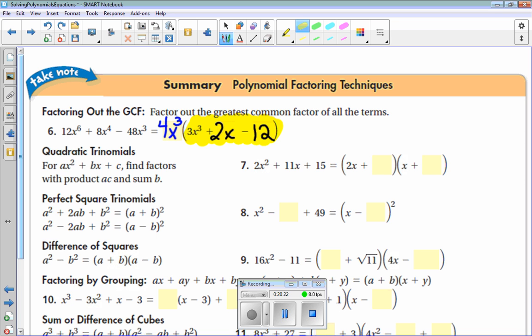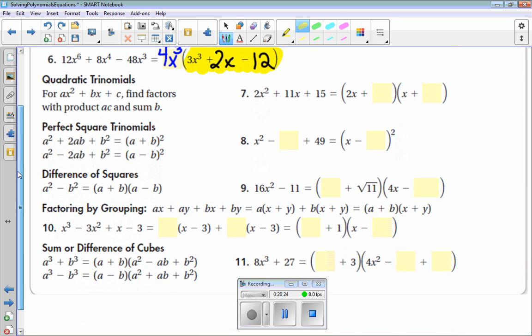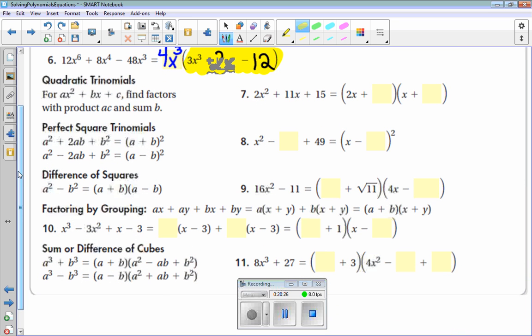All right. Let's look at the next section on your half sheet, quadratic trinomials. So I want you to go ahead and try number 7. I've started it for you. I have a 2x here. I want you to tell me what goes in the blanks there. If you want to try to factor by grouping first, that's okay. But I want you to look at number 7. Try to factor that one on your own. Tell me what the two numbers go in the blanks.